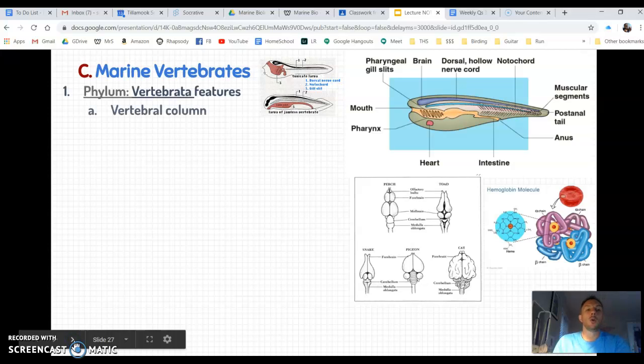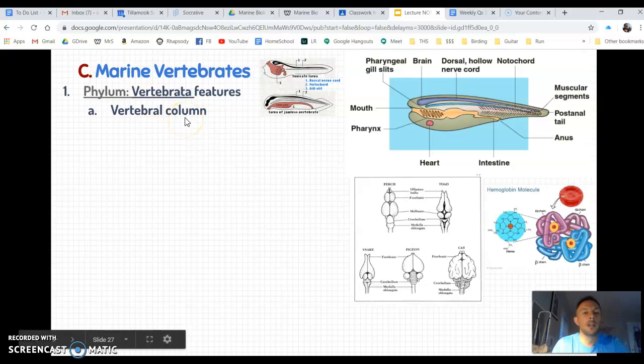All right. We're going to jump into the phylum Vertebrata. What is it that makes a vertebrate a vertebrate? In biology, when we talk about groups, in order to be in a group, you have to have certain characteristics that put you in that group. So what are the characteristics that make a vertebrate a vertebrate? Characteristic number one, you have a vertebrate.